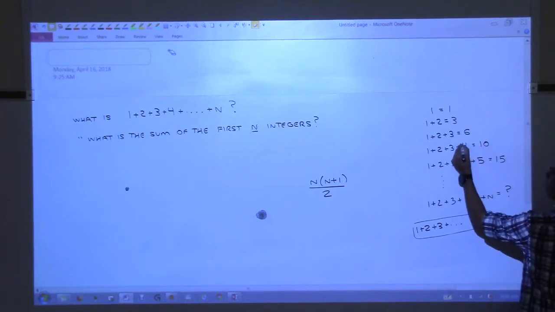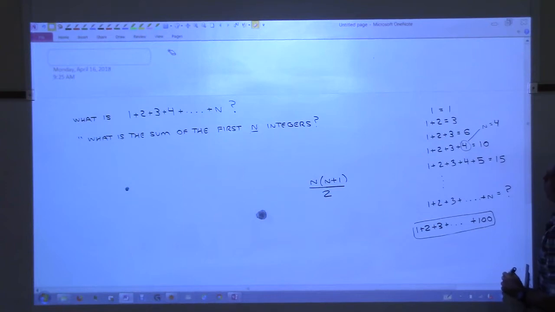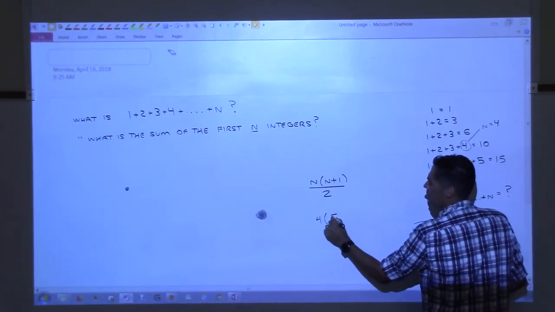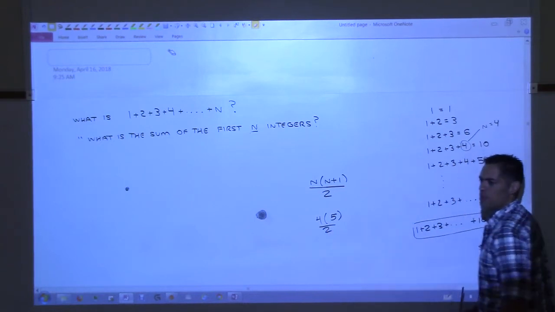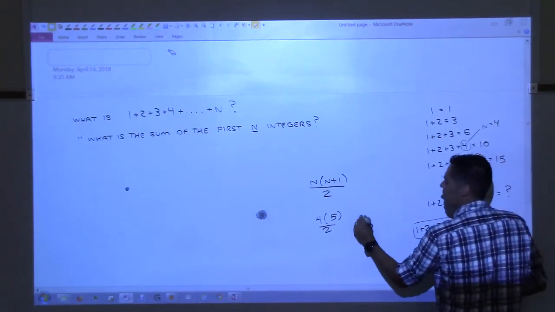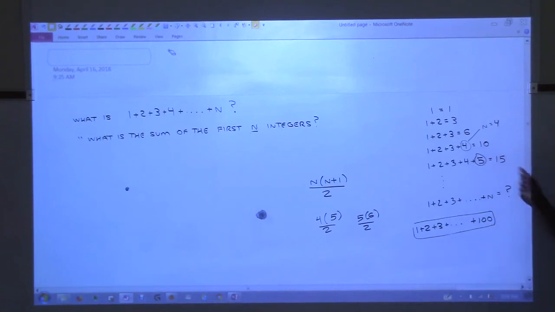And we can check it. Let's check it for this one right here. Here n would be 4, right? Let's see if this formula works for 4. We plug 4 in here, we get 4 times 5 over 2, and that's 20 over 2, it's 10. So it appears to work for that. And we could try it for 5. If we put 5 in there, it's going to be 5 times 6 over 2, that's 30 over 2, that's 15, so it matches for that. So it looks good, right?